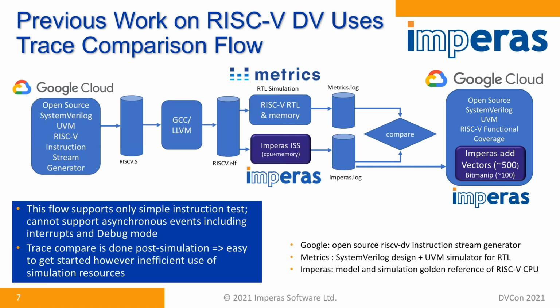The problem that we have here is that this flow supports only simple instruction tests. It cannot support asynchronous events, including interrupts and debug mode. The nice thing is that trace comparison is done post-simulation. It's actually easy to get started, but it is a bit inefficient in its use of simulation resources because you've got to go all the way through the simulation before you can determine that there's a failure in that specific test.